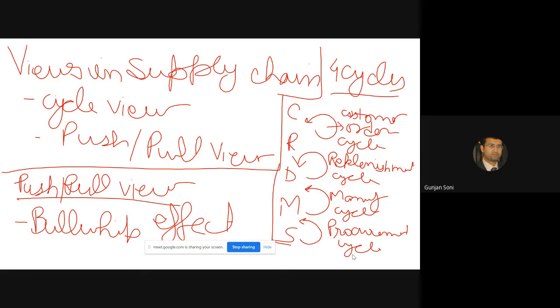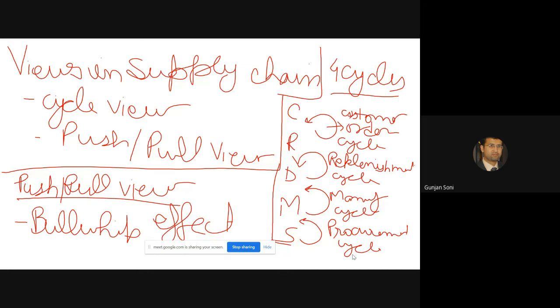Okay, and push means you are pushing the inventory. So that's how you should always consider it. Pull means you are pulling the demand and then making inventory, and push means you have already anticipated the demand and made the inventory, and now you're trying to push the inventory out of the supply chain.